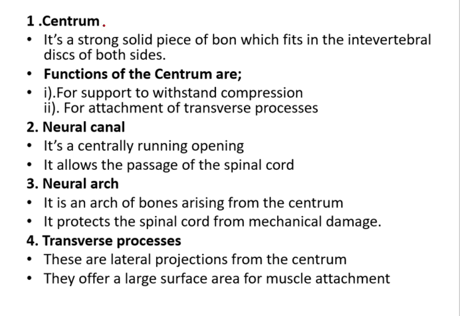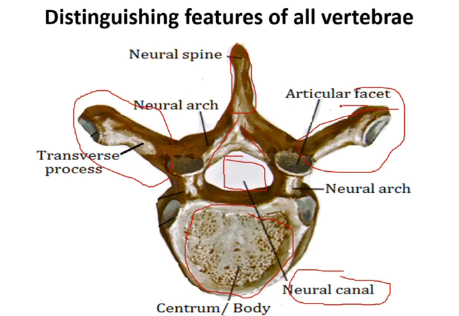Let's look at the inner details of the parts of a vertebrae. As I said, the centrum here is a strong solid piece of bone which fits into the intervertebral discs of both sides, and the role is to support and withstand compression, and it also protects the spinal cord and for attachment of transverse process. And we said the transverse process projects laterally from the centrum. As you can see here, we have the transverse process projecting laterally from this centrum.